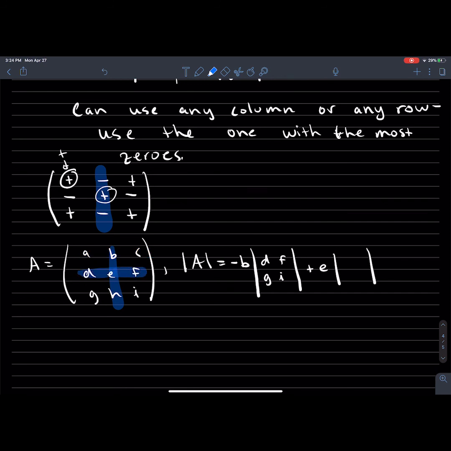I cross off the row and the column that E is in, and I'm left with A, C, G, I. And last but not least will be a minus because it's in the minus position, H. So minus H times the 2 by 2. Again, I like to physically do it. You can probably do it by just looking, but that's what's great about this little device. So I cross off H, I cross off the row and column, and it's A, C, D, F. And there we go. So that's how we can find the determinant of a 3 by 3.